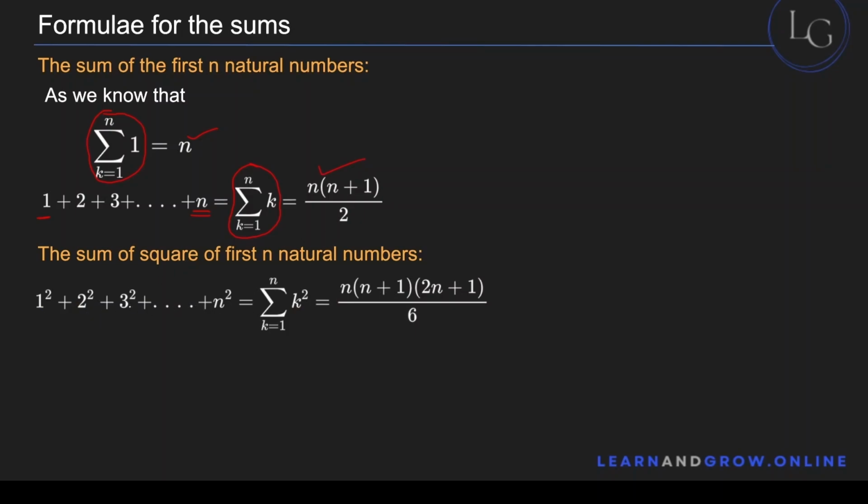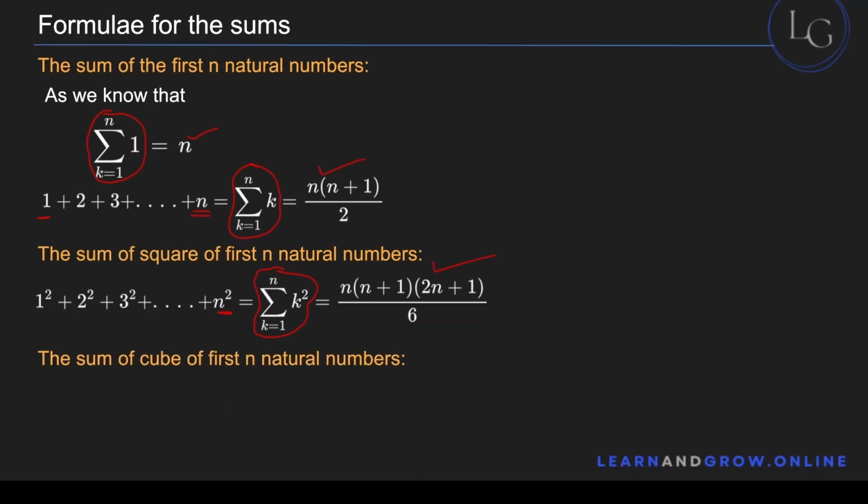And so the sum of square of the first n natural numbers is equal to this. So this is 1 square plus 2 square plus 3 square plus 4 square, and so on, till n square. And obviously that is equal to this particular notation, because the value of k is now k square, and the summation is equal to this expression over here, n into n plus 1 into 2n plus 1 over 6.